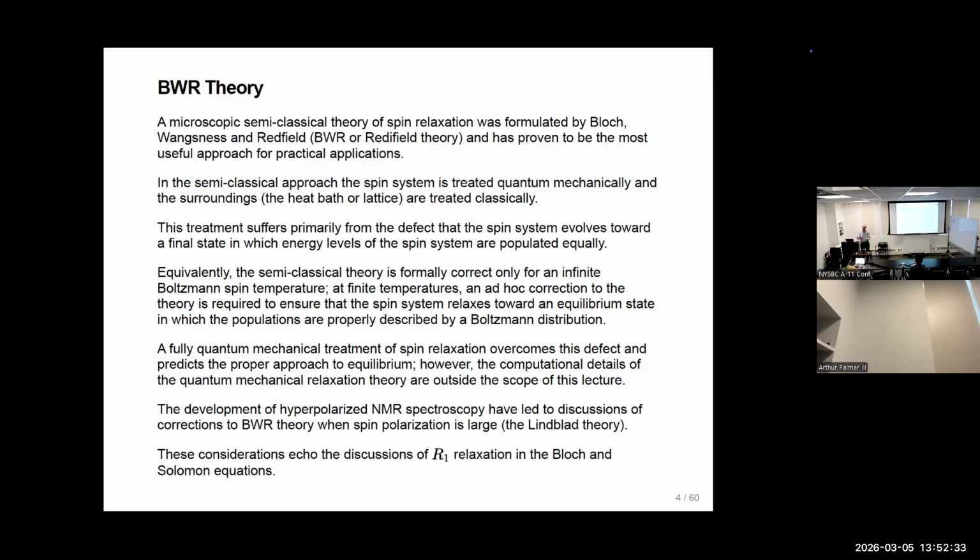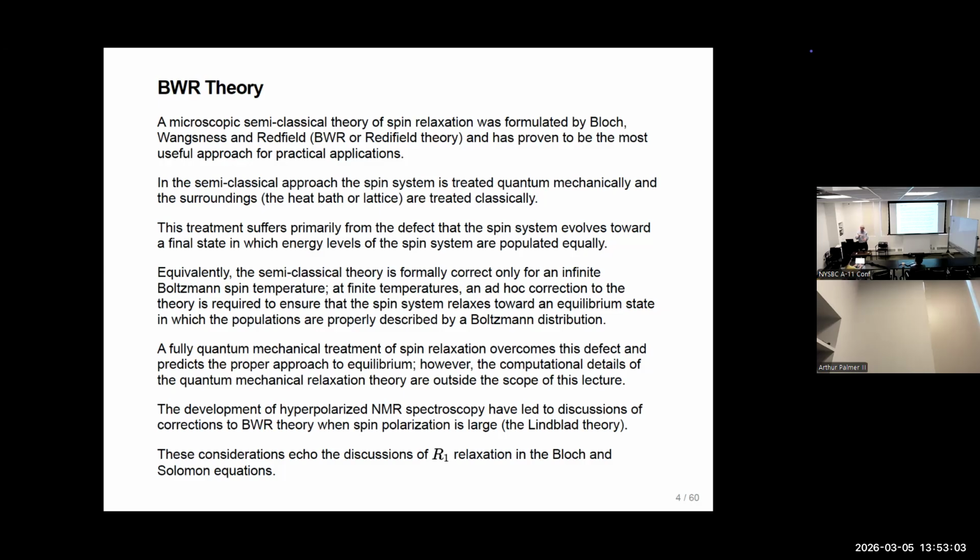That then has to be patched in some way and then tested against experiment or full quantum calculations to make sure the patch was okay. And what we'll see is the semi-classical treatment doesn't predict that the spin system relaxes to Boltzmann equilibrium. It predicts that the spin system relaxes to equally populated energy levels. And we know that's wrong.